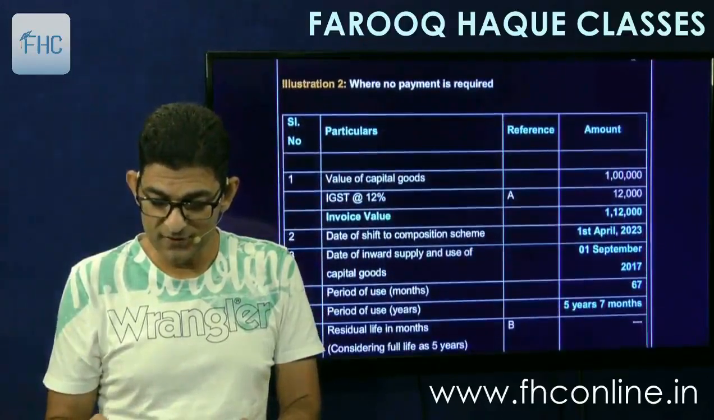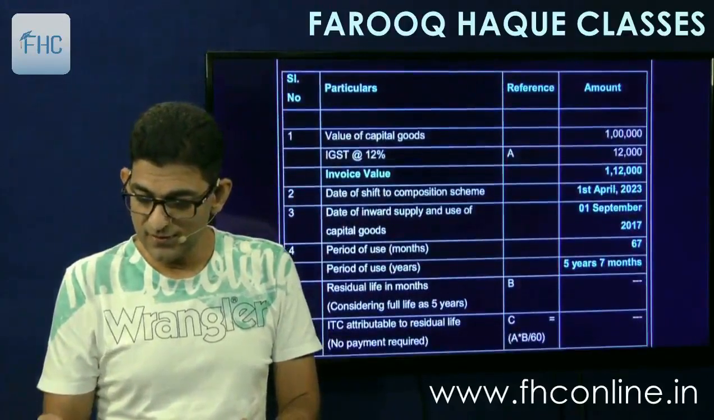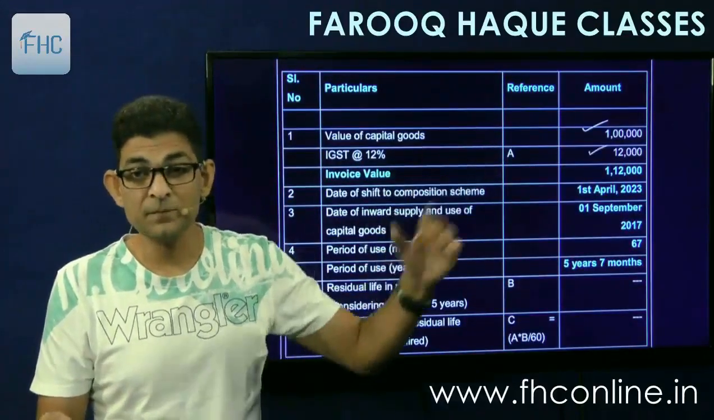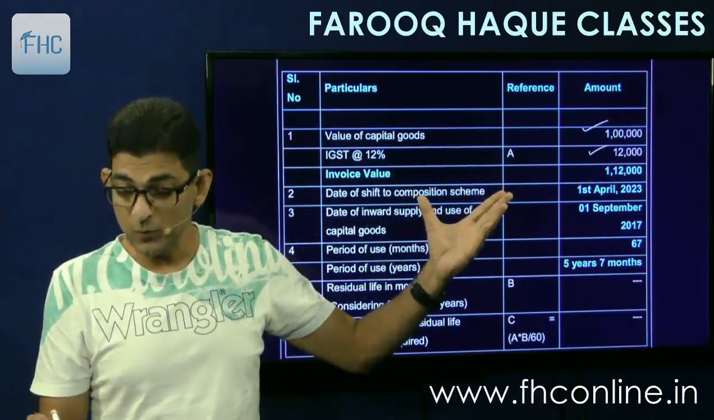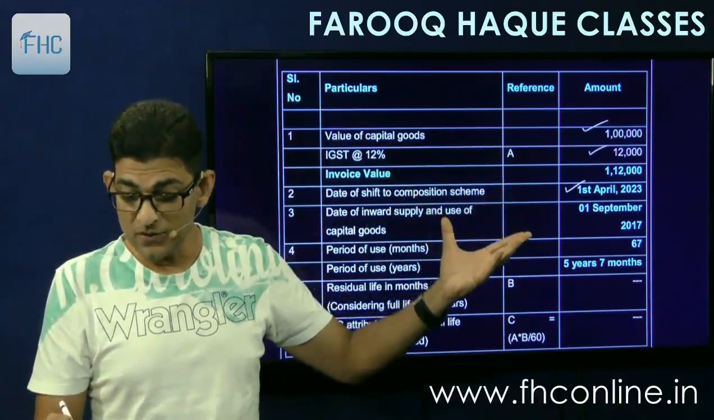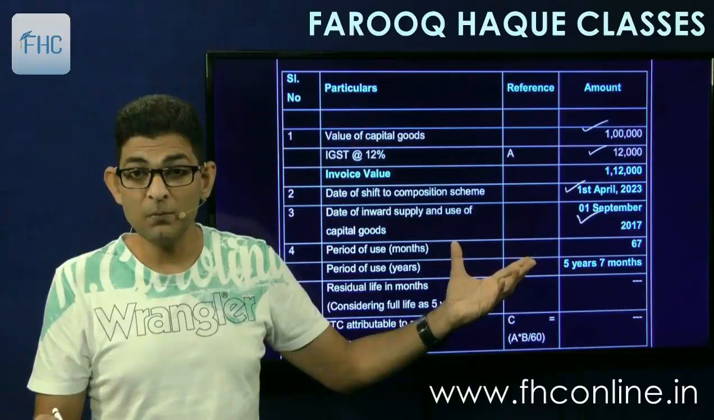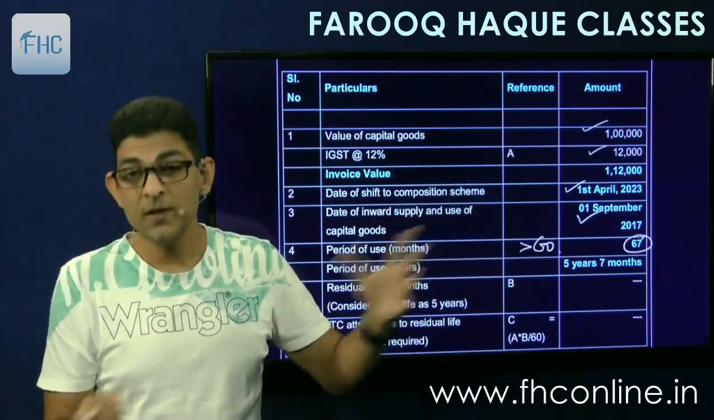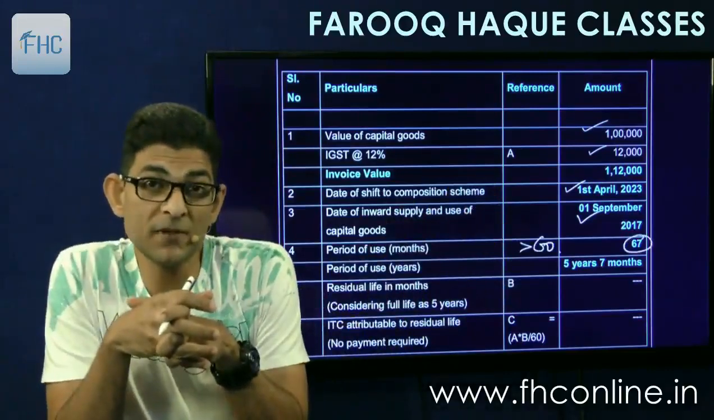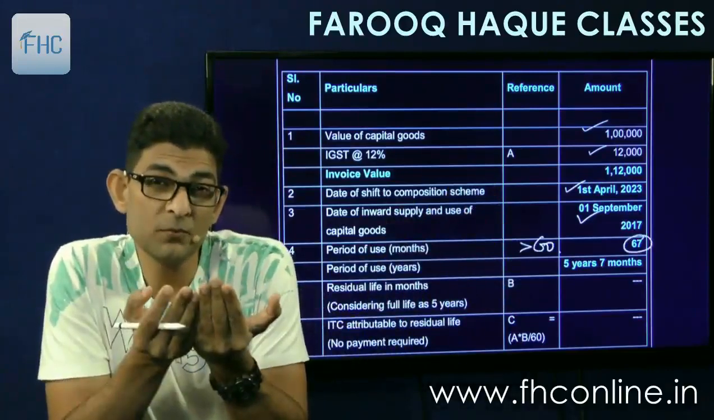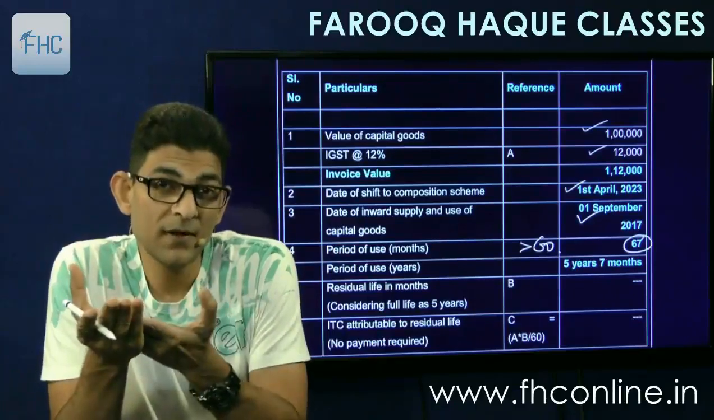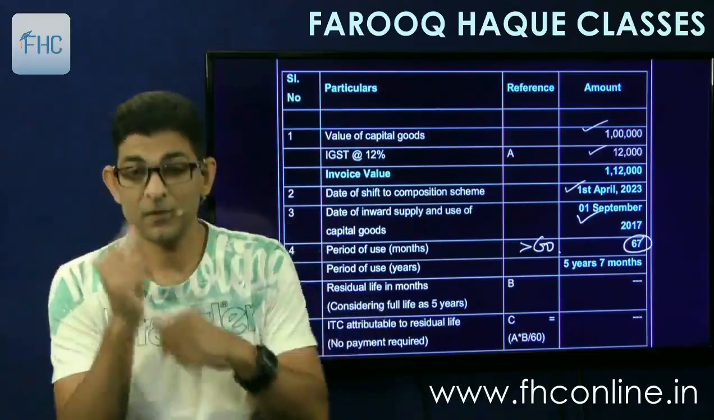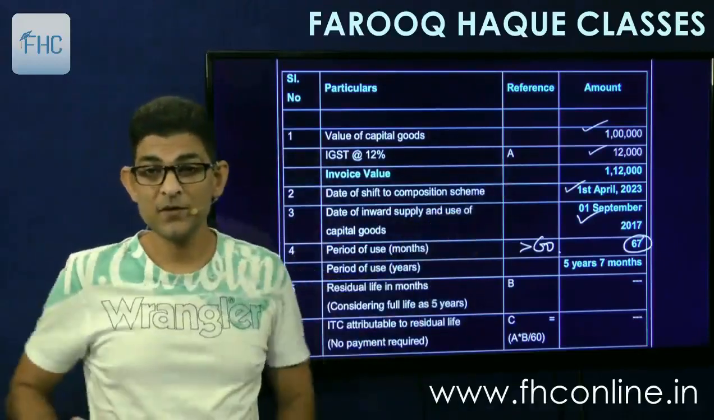And in that only the second illustration is given, that value of capital goods is now, the tax payment was this much. Date of shifting is 1st April 23 and the purchase was in 17. So total number of months already used is 67, that is more than 60. So if you have used an asset already for 60 months and thereafter you are shifting to composition scheme or exempt, then there will be no reversal. There is no need to reverse anything because you have fully consumed your credit. So therefore no reversal.